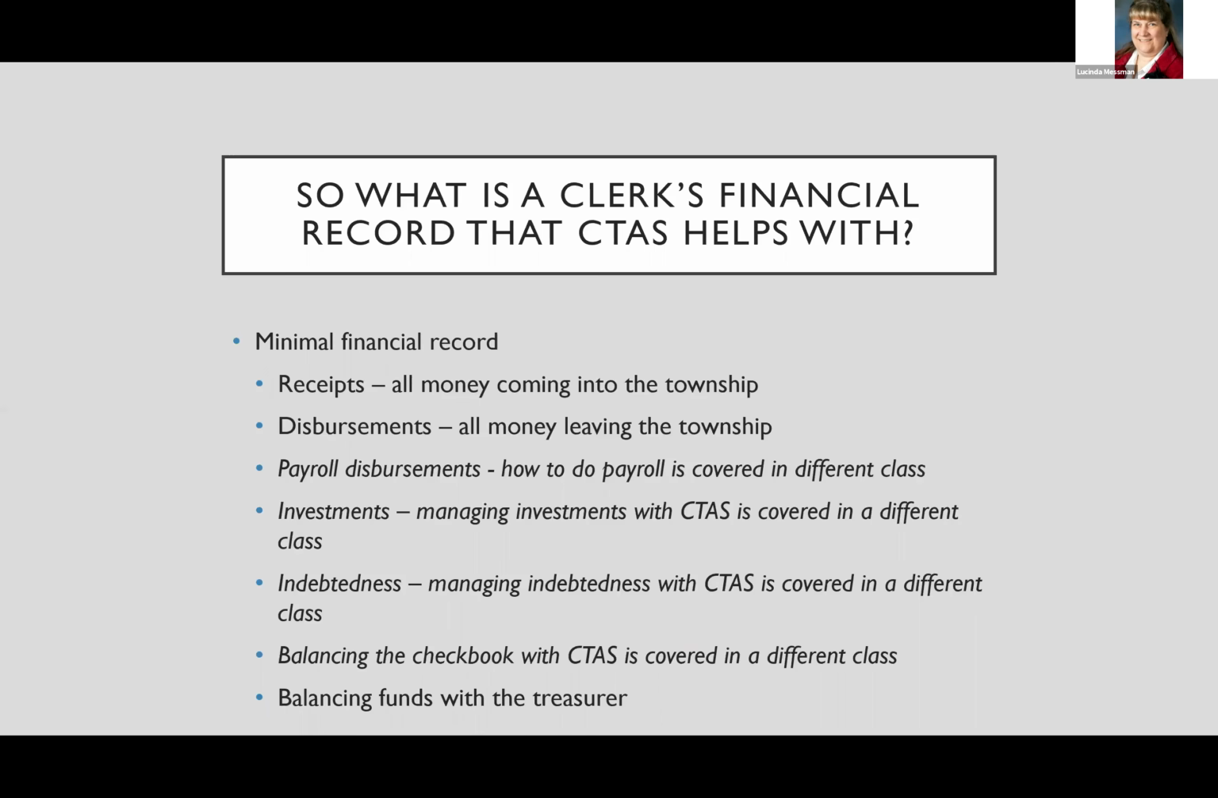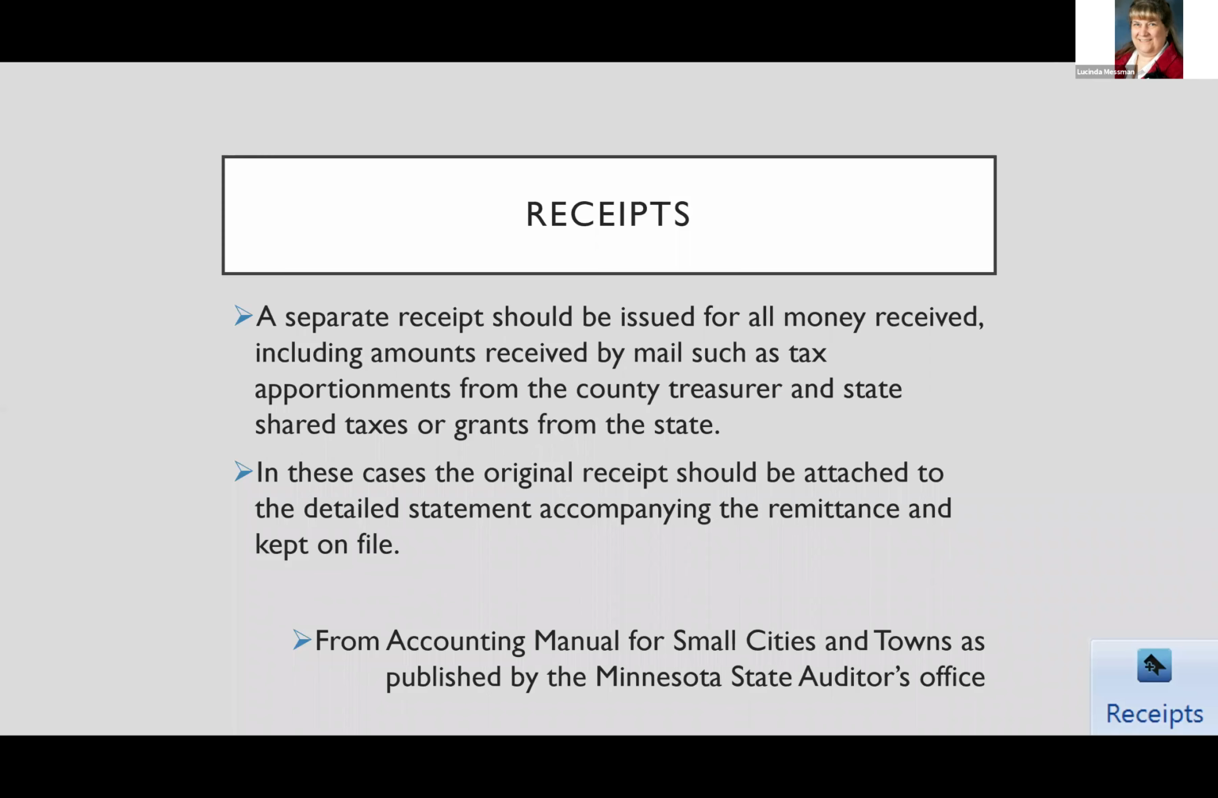So we're going to start with receipts. Let's look here first. A separate receipt should be issued for all money received, including amounts received by mail, like tax apportionments, interest money from the bank that comes in on your statement. Anytime money comes into the township, there should be a receipt for that money saying what it was for. If the money's coming from the state, there should be some sort of attachment to it, because the state and the county always give us something that tells us what this money is for.